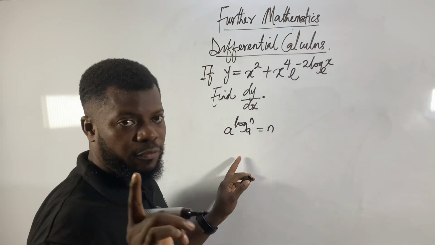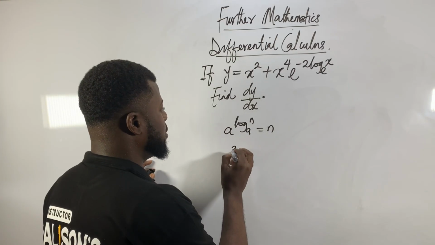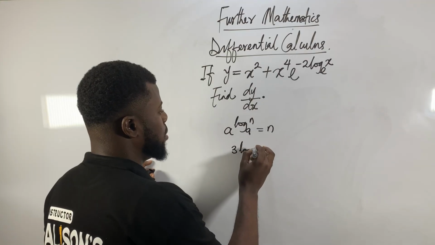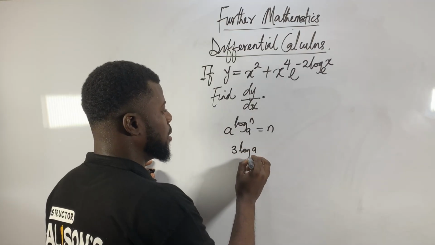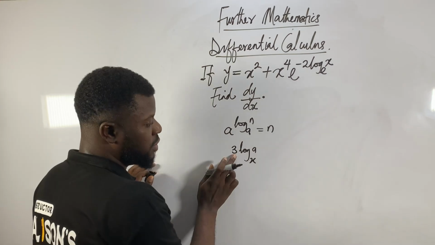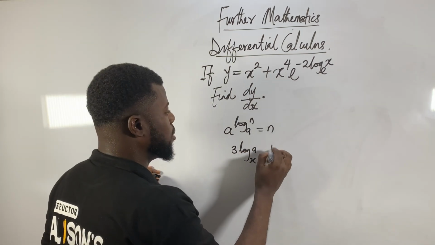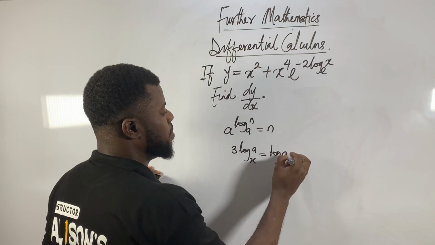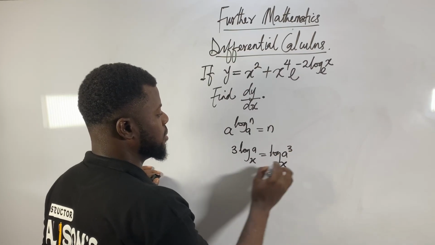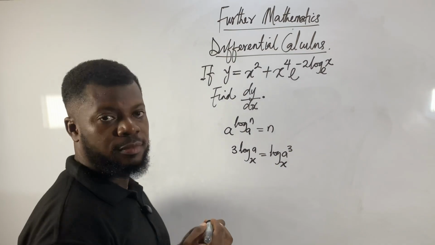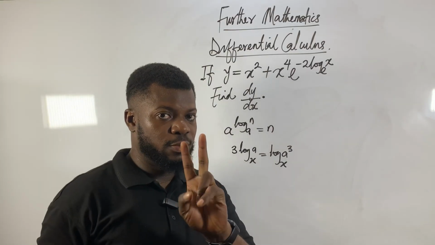Again, the power law of logarithm. If I get 3 log a base x, the 3 in front of the logarithm will come up as the power. So the answer will be log a to the power of 3, base x. See, this one will come up like this. Those are the 2 things.